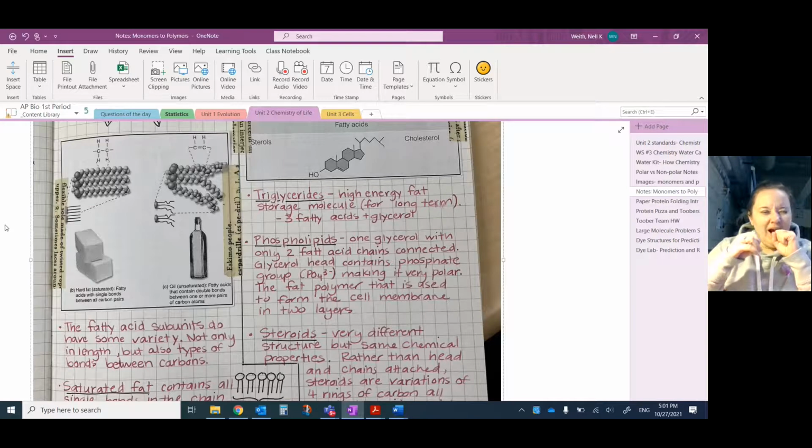It tends to be our animal fats like butter, bacon grease when it cools down, things like that, that are sourced from animals.